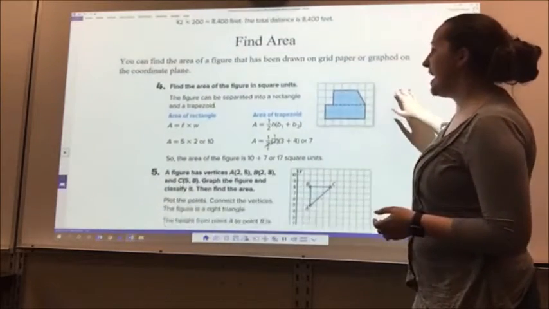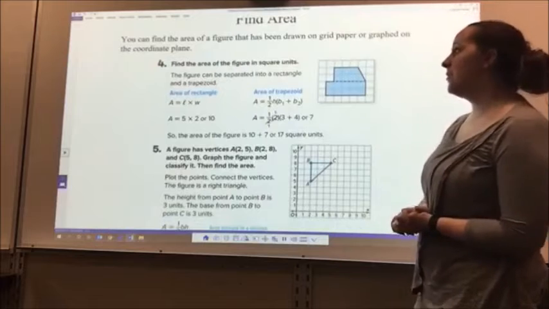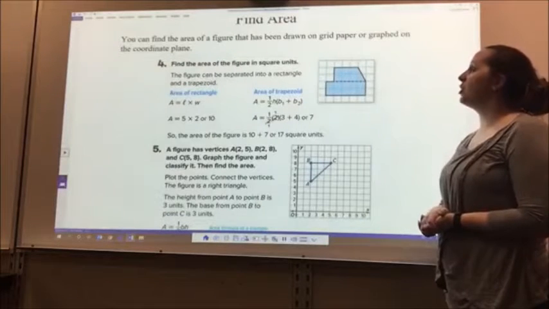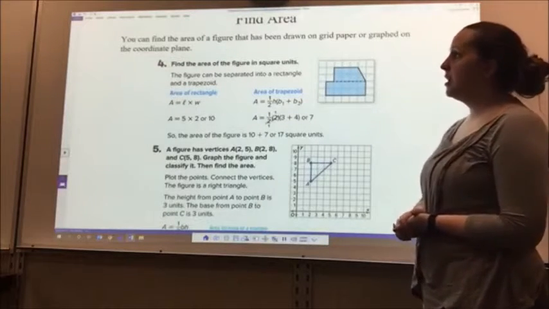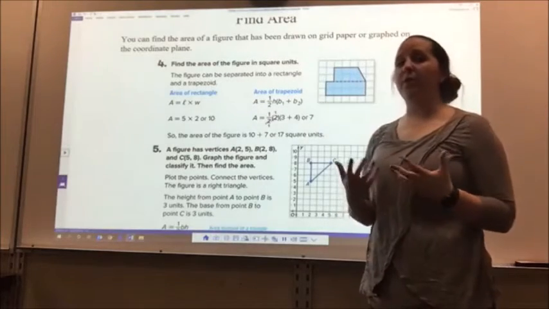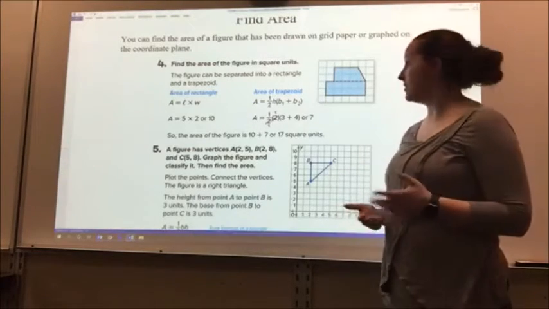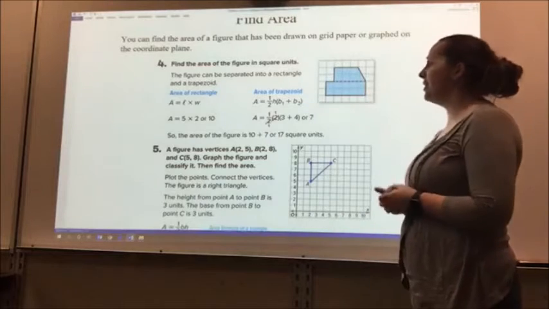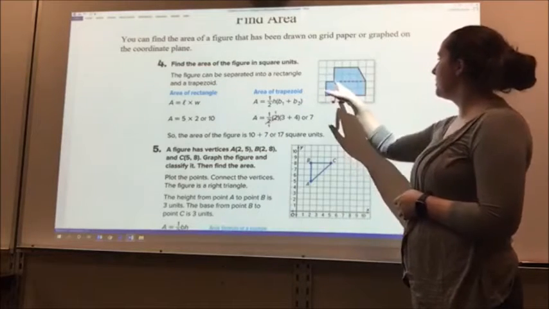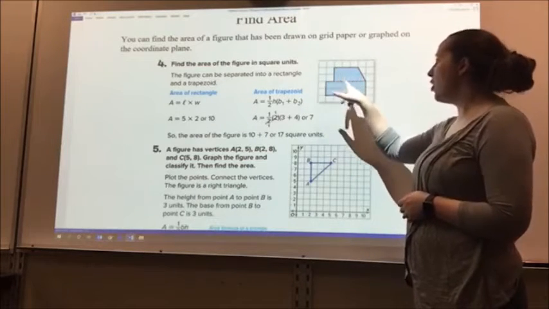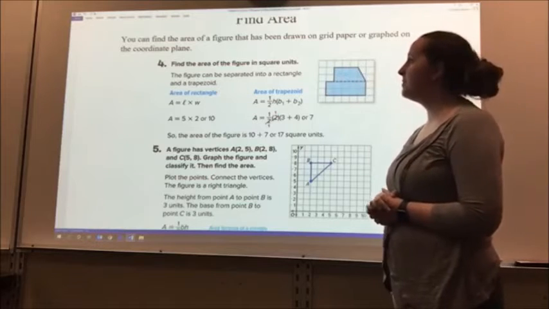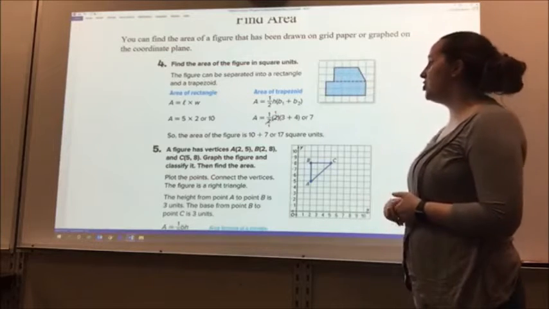You can also find area. You can find the area of a figure that has been drawn on grid paper or graphed on the coordinate plane by breaking it down into figures that you already know and recognize. So for example, this figure right here, I have a rectangle and I also have a trapezoid. Okay? So it can be separated into 2 units.